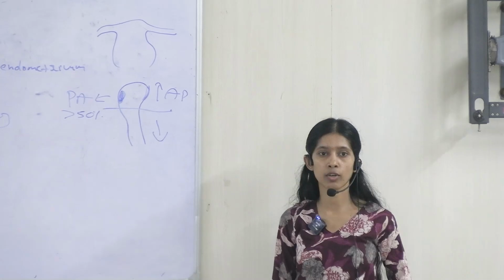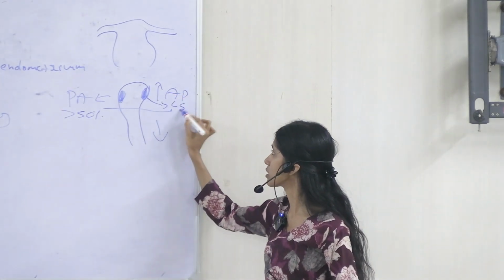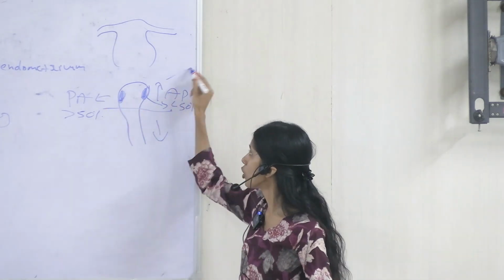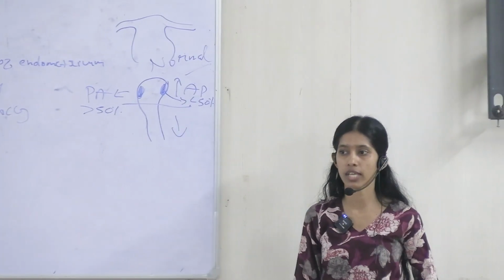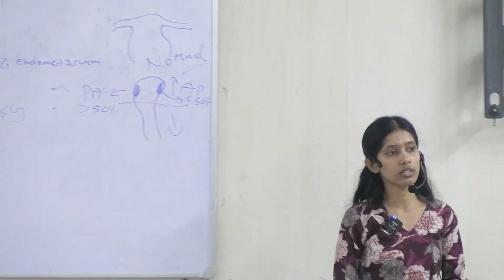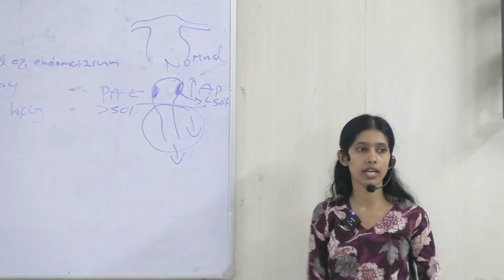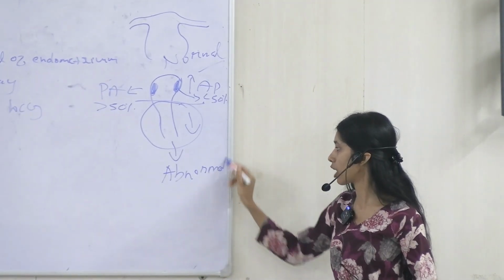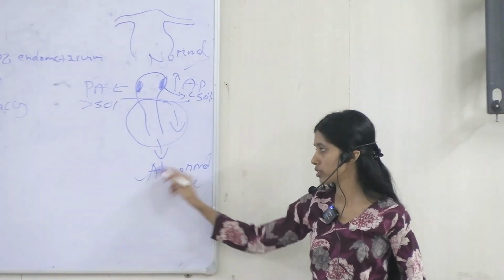In some cases we can also see the implantation taking place at the anterior wall, but this is less than 50%. These two are considered the normal site of implantation. If the implantation takes place in the lower half, anywhere in this area, that will be considered an abnormal site of implantation. Clinical points.